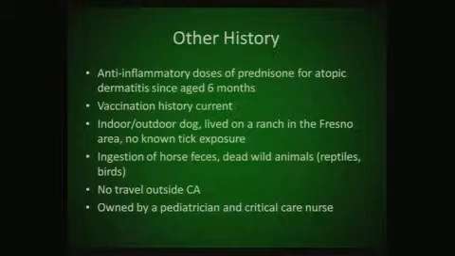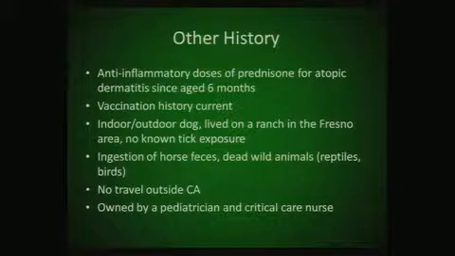but he was known to have an interesting dietary history. He loved to ingest horse feces, very nice, and frequently ate dead wild animals, including a variety of reptile species. He did particularly like toads, according to the owner, and a variety of different avian species as well. And aside from that, he hadn't really traveled out of that Fresno area.